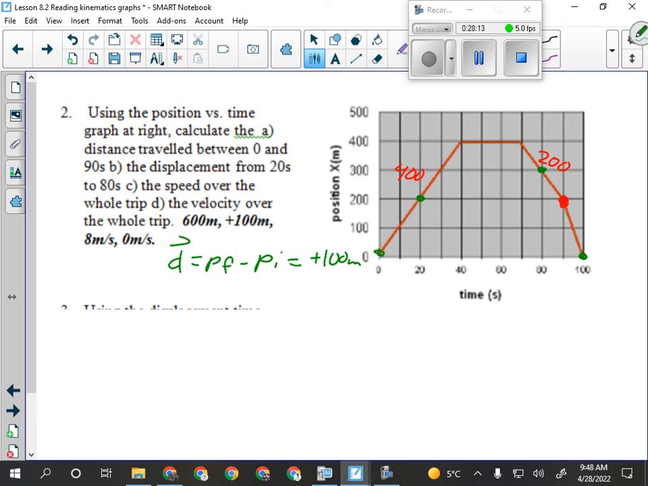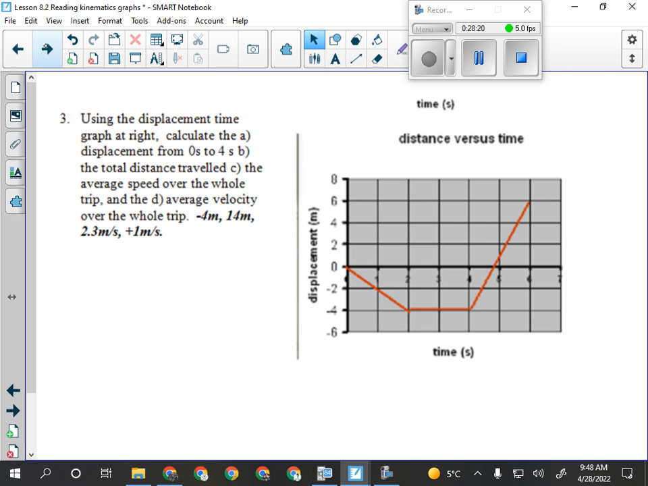Okay. We're getting the hang of how to read these graphs. Try this one. It's a little bit different because it goes into the negatives. So let's have a look at this one. So the first thing they want to know is the displacement from 0 to 4 seconds. So here's our initial position, here's our final position. -4 minus 0 is -4 meters. So our displacement to 4 seconds is -4 meters.